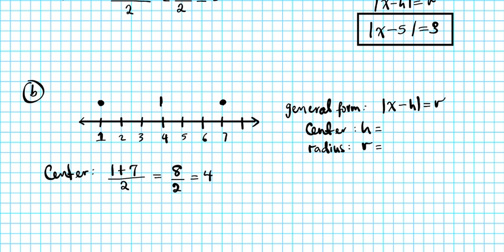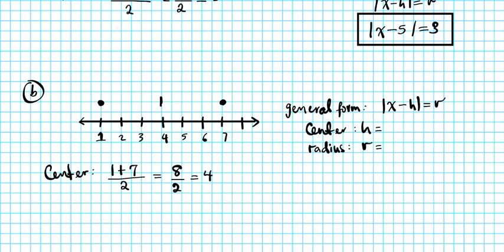Another way to do it, you can just count equal steps from the left and the right. So 1 step in from the left, 1 step in from the right, another step in from the left, another step in from the right, 1 step in from the left, 1 step in from the right. Bam, they meet right at 4. So that tells you that the center is at 4. Okay?